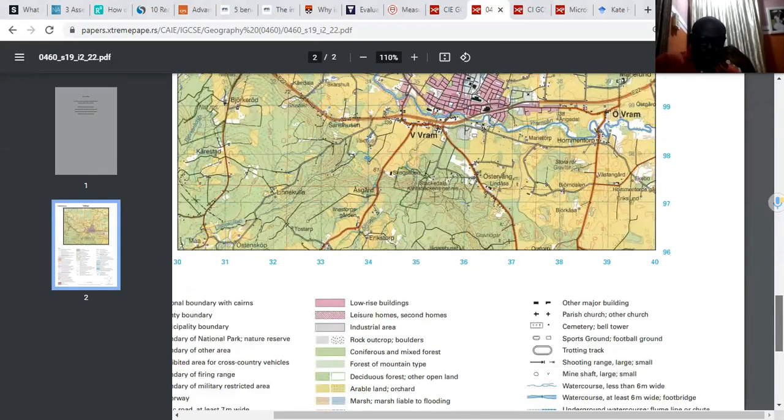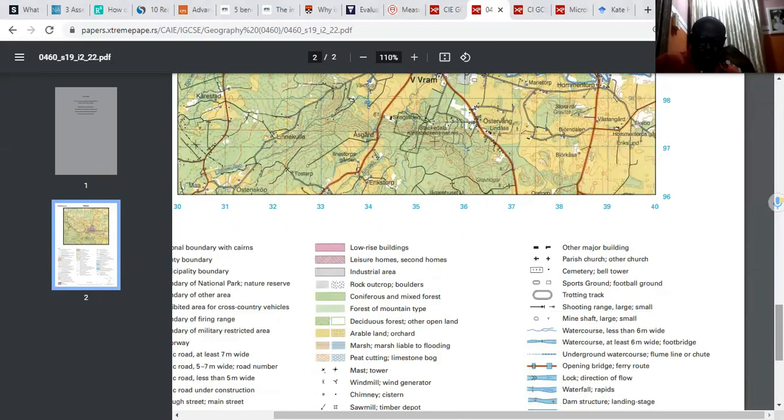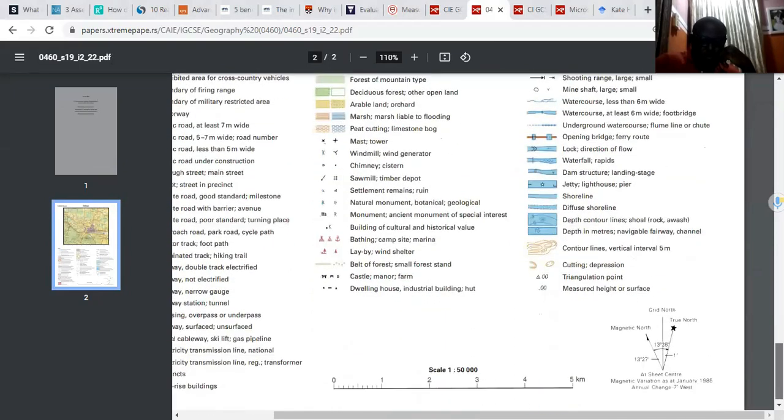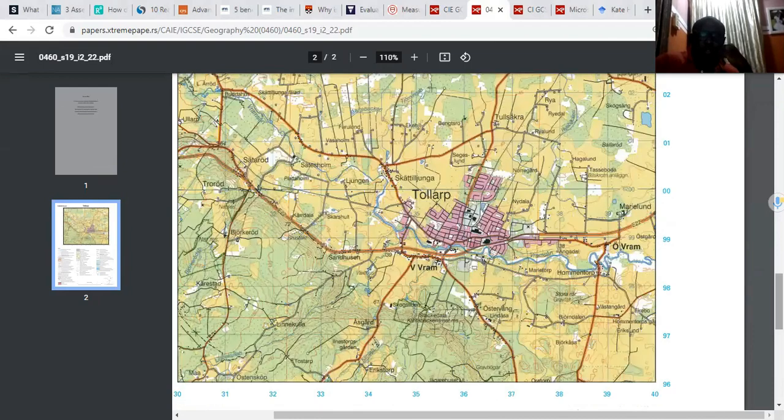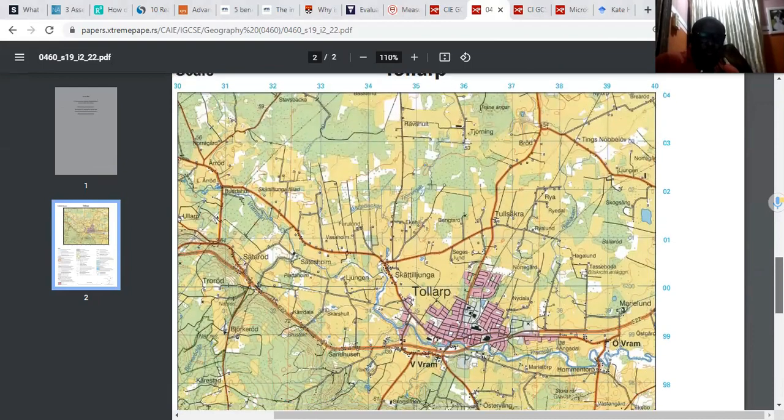Check what the scale of this one is. Okay, this one is ratio 1 to 50,000. So whatever you measure, multiply by 50,000, then divide by 100. That gives you the answer in meters.